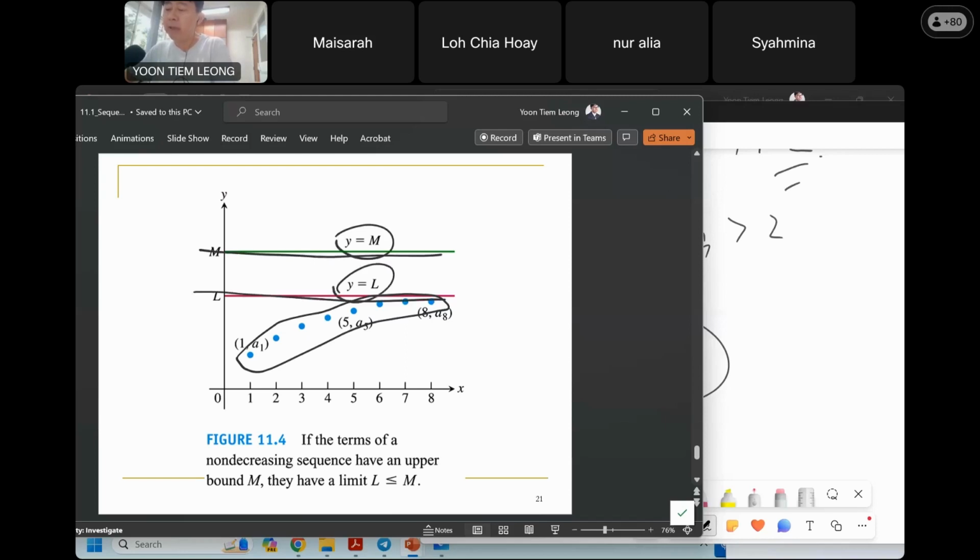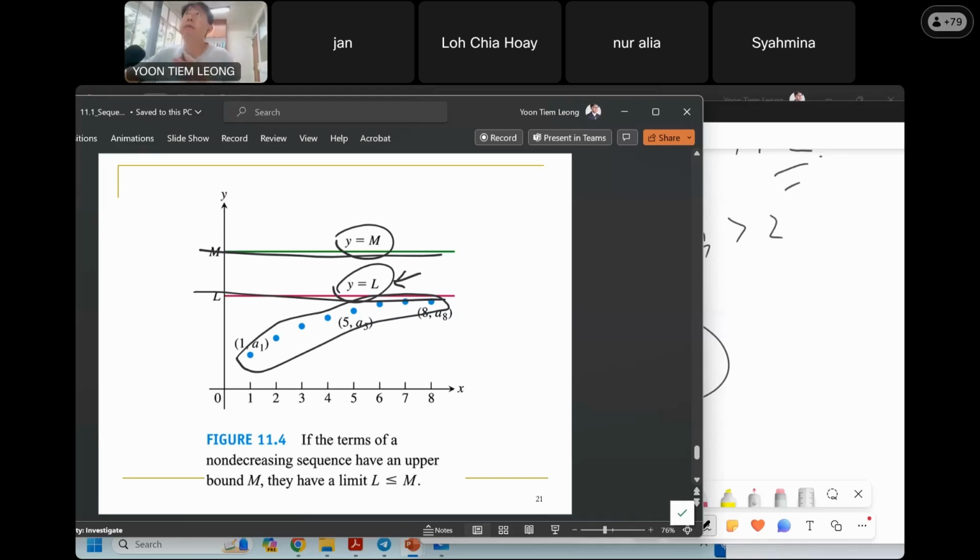Therefore, l and m are both upper bounds of the sequence, as shown in figure 11.4. However, here we illustrate that l is the smallest of all the possible upper bounds. Therefore, l is the lowest possible upper bound. Then we think of l as the least upper bound of the sequence.